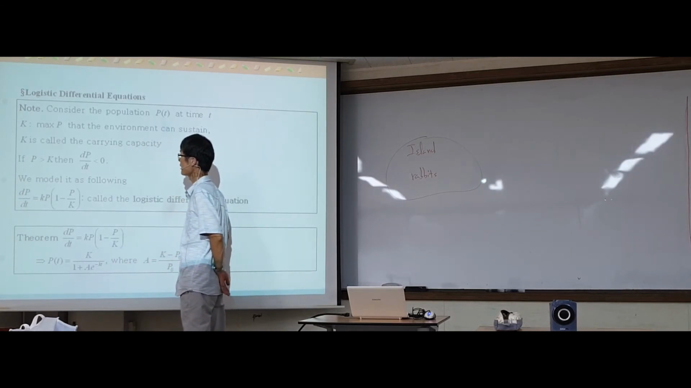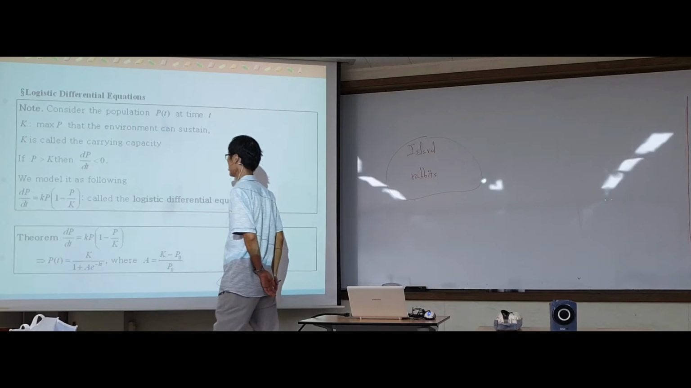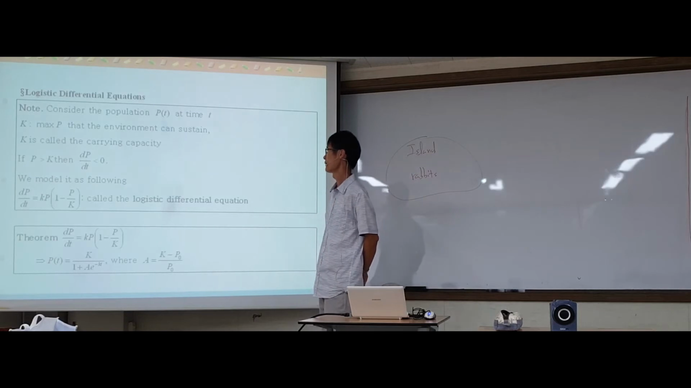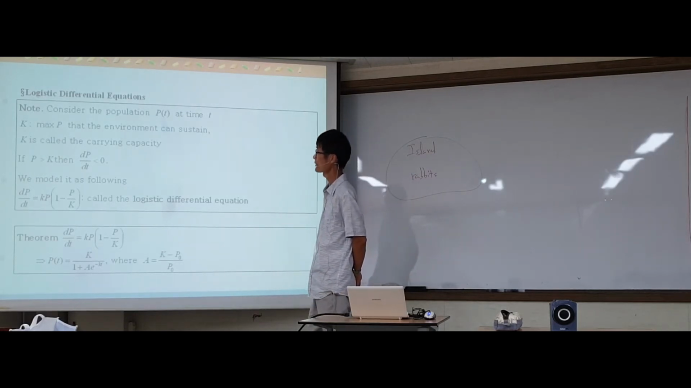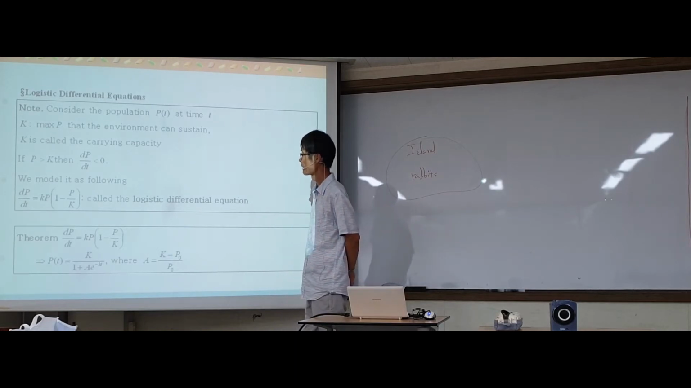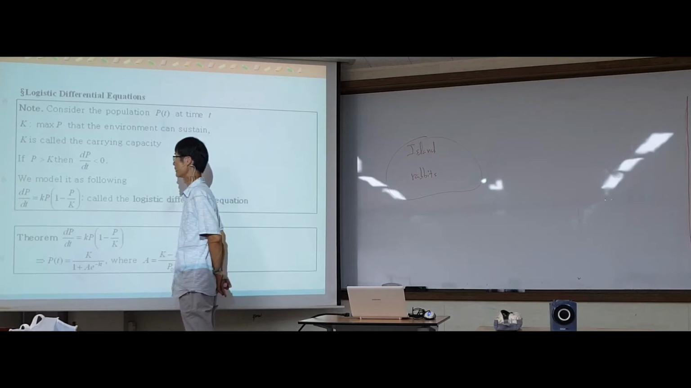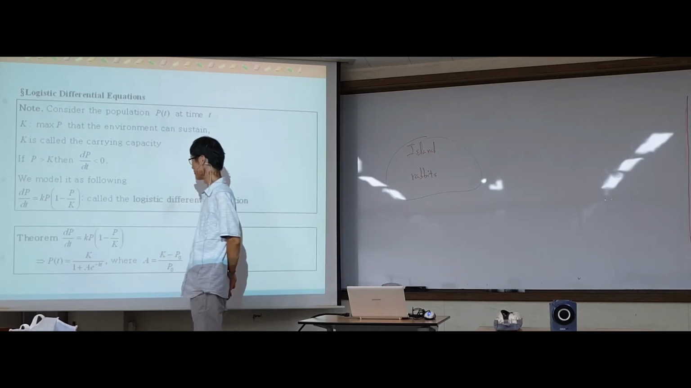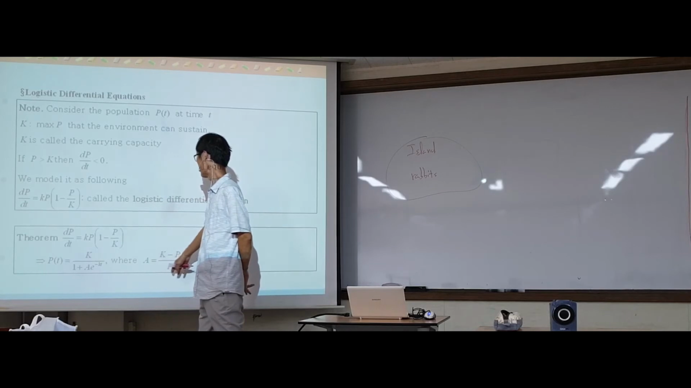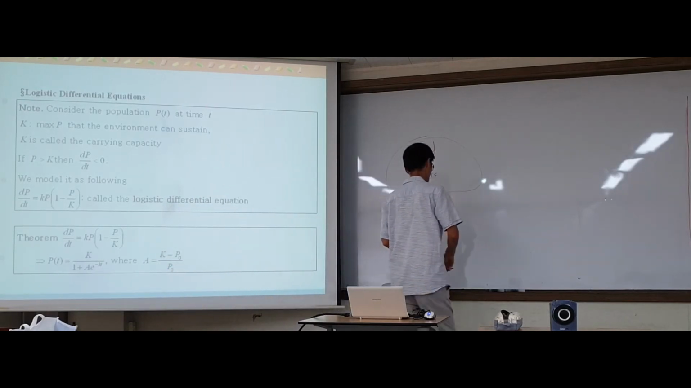Based on this observation, we have a model for the population of rabbits given in this form, so that dp over dt is given as k times p multiplied by 1 minus p over k. And this is called a logistic differential equation. And small k and large k can be some constants, and large k is called carrying capacity. And this is a separable differential equation, and so you can easily solve this differential equation. The solution can be given in this form, where by putting t to be 0, a is given as k minus p0 over p0.